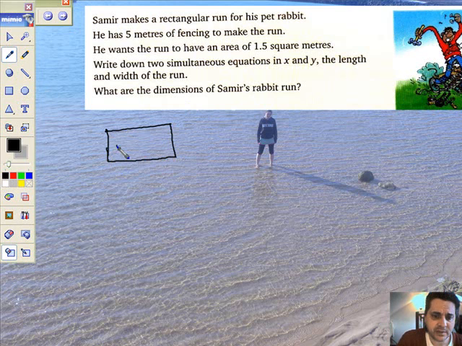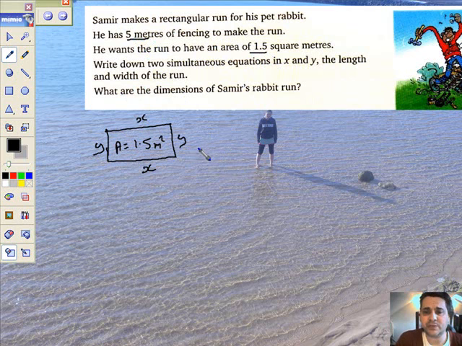Essentially, the area is going to be 1.5 meters squared. I've got x for the length, y for the width. Being a rectangle, I've got 2 x's and 2 y's, and the perimeter would come to 5 meters, it says so, and the area I've taken care of. I've got to write down 2 simultaneous equations in x and y, the length and the width of the run, in that order, and work out the dimensions. In other words, work out x and y.